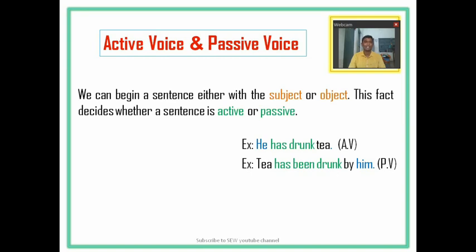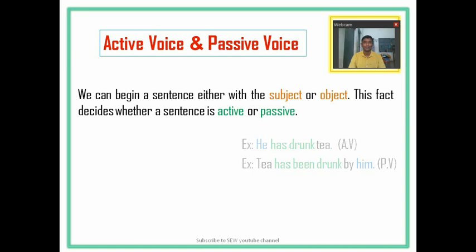So in the definition, I clearly explained a sentence can begin either with the subject or object. So in the first sentence, it started with the subject. In the second sentence, it started with the object. Okay, if a sentence starts with the subject, it will be in active voice. And if it starts with the object, it will be in passive voice.